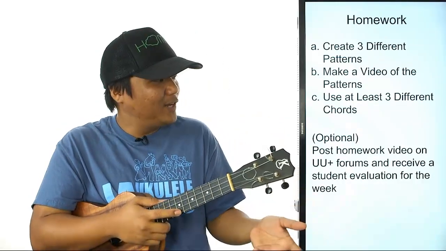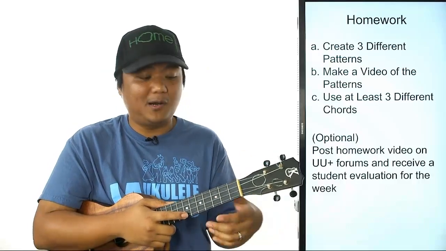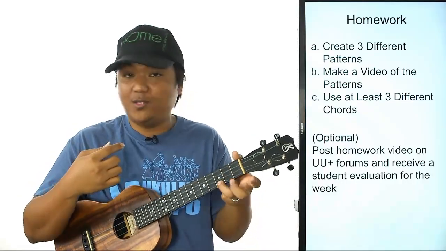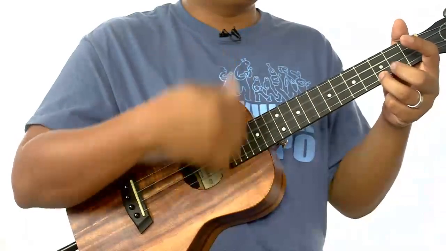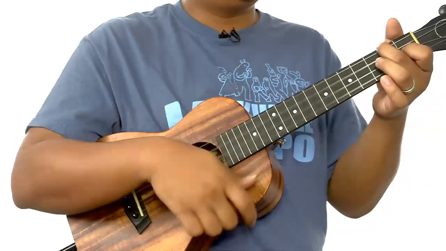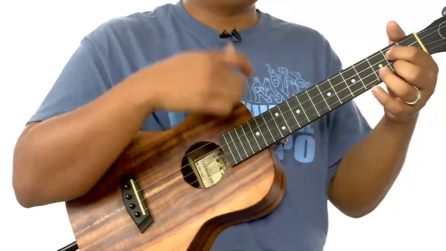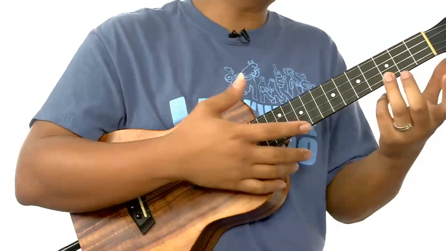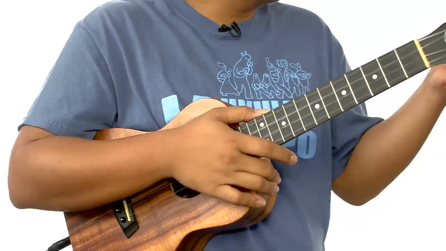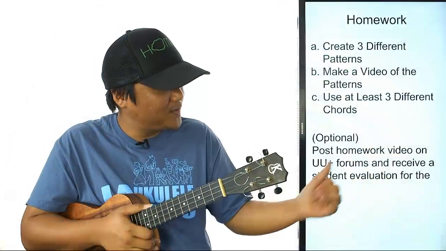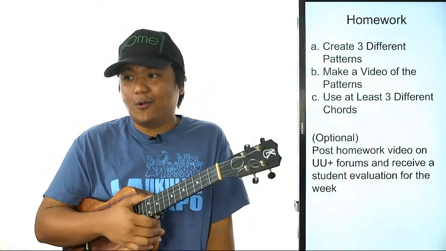So for example, if you want to use that down, down, up, down, up, I'm gonna use C, F, and G. So something like that, something really basic, nice and simple. Just make a video, and optionally you can post that homework video on the UU Plus forums.